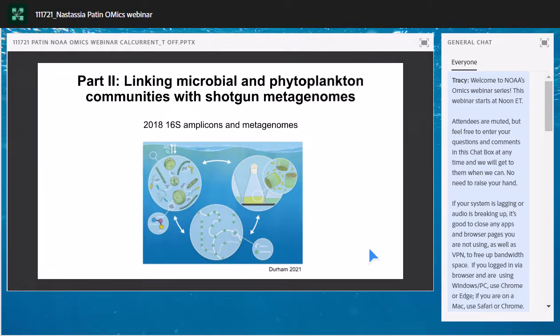So with that foundation in mind, I want to take this a step further and start to link our microbial and phytoplankton communities using shotgun metagenomics. And as we think about the microbiomes of the water column, these are obviously very important ecologically and for chemical and physical oceanographic reasons.